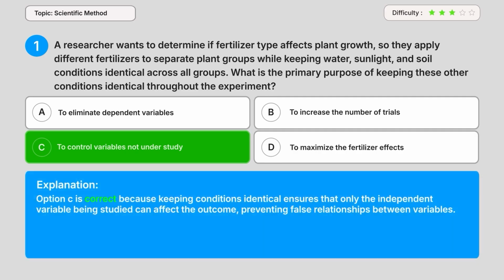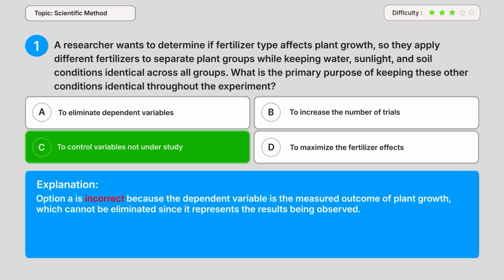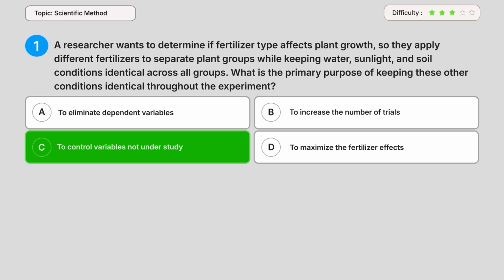Explanation. Option C is correct because keeping conditions identical ensures that only the independent variable being studied can affect the outcome, preventing false relationships between variables. Option A is incorrect because the dependent variable is the measured outcome of the plant growth, which cannot be eliminated since it represents the results being observed.